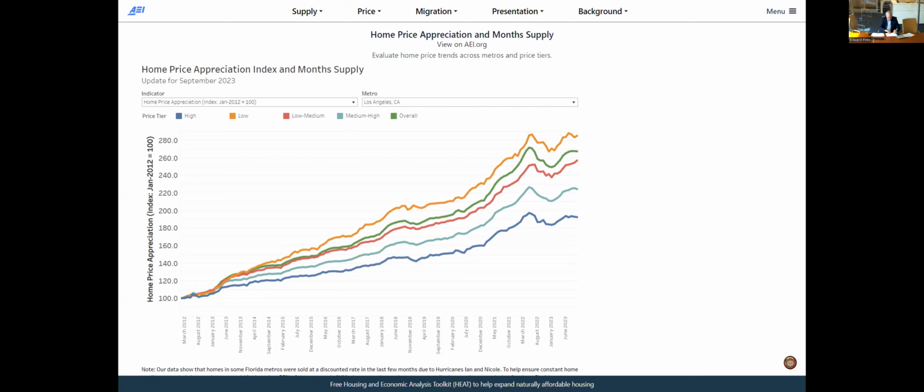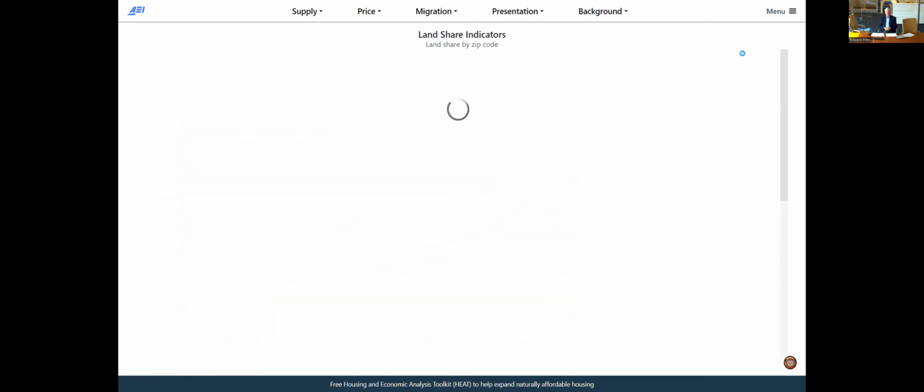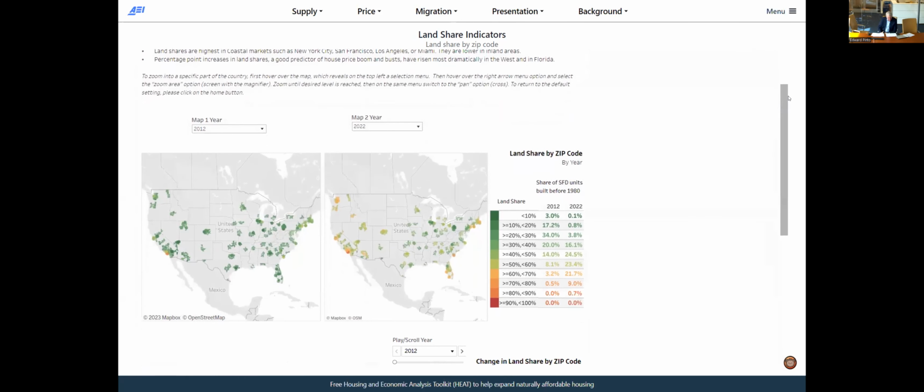We're now going to move on to the next tool, which is land share indicators. We've talked about land share, how important it is. This is a map that shows the change from 2012 to 2022. You see in 2012, with the exception of areas around LA and San Francisco and some East Coast areas up in New York, the whole map is pretty much green.